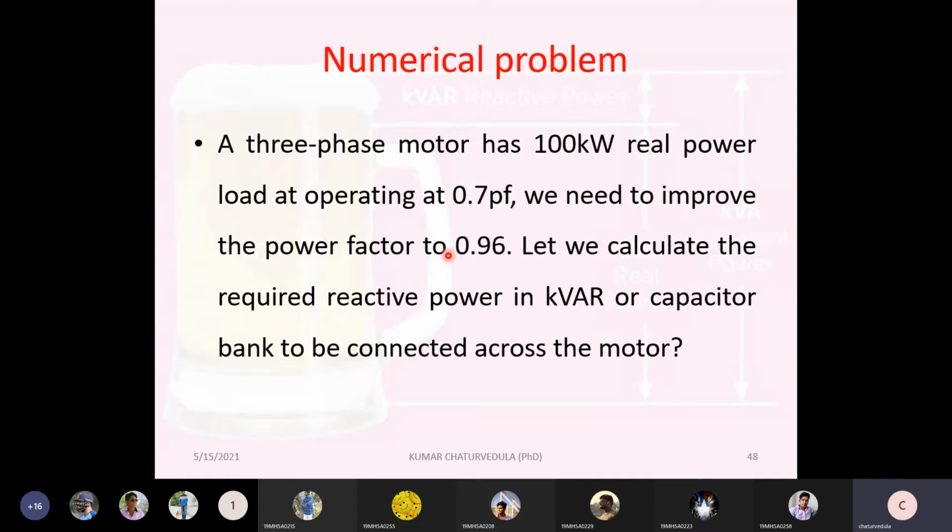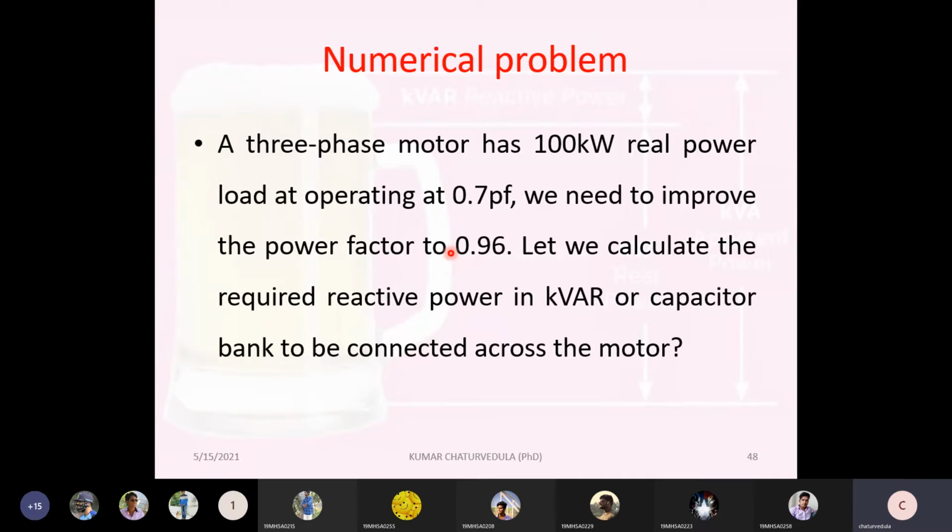Okay, now we will be considering a problem. If at all possible, take pen and paper, note down this problem and try to show me some answer, whatever answer you get. A 3-phase motor having 100 kilowatt real power is operating at a power factor of 0.7. We need to improve that power factor to 0.96. So we have to calculate the kVAR of the capacitor bank required to be connected for achieving that power factor.